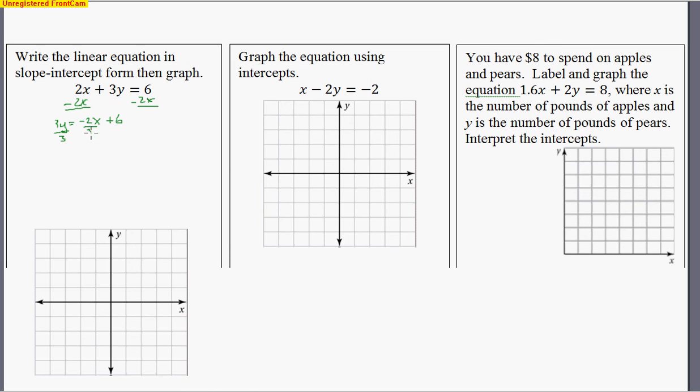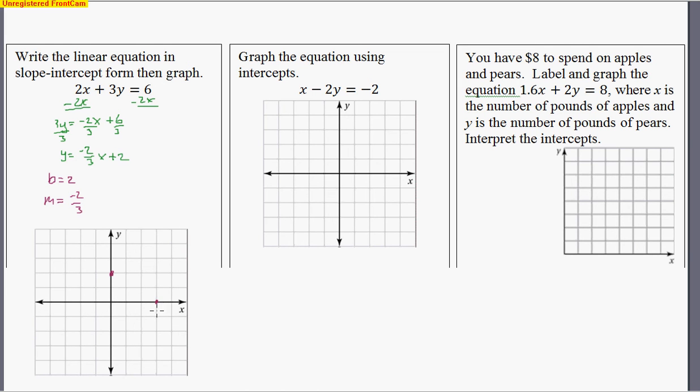I divide every number by 3, and I'm left with y equals negative 2/3 x plus 2. So this is the slope-intercept form. So I've got my y-intercept, and so I'll say b equals 2. So that's the y-intercept, and then m. M is negative 2/3. So I'm going to go up to 2 on the y-axis, and then I'm going to use the slope, down 2, right 3.